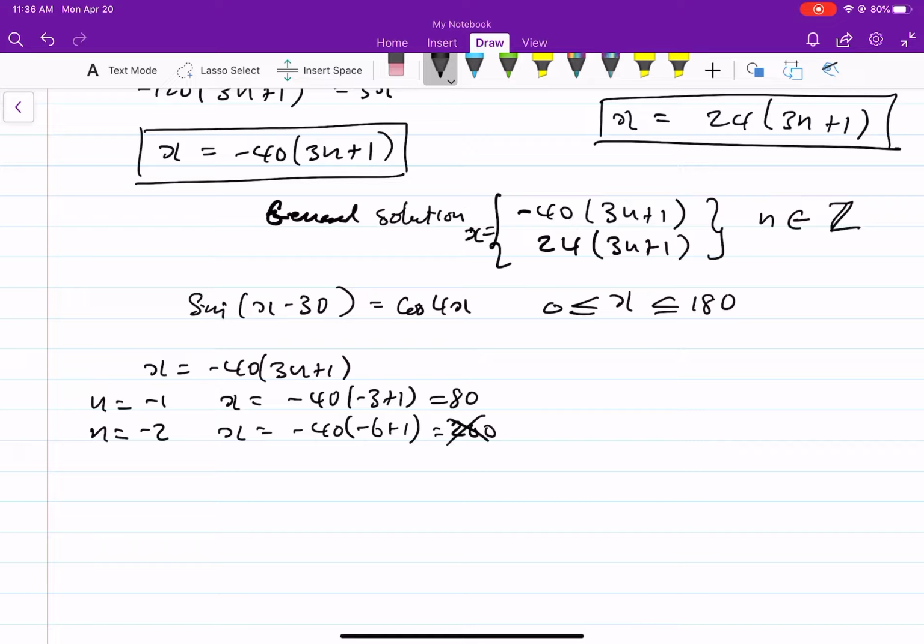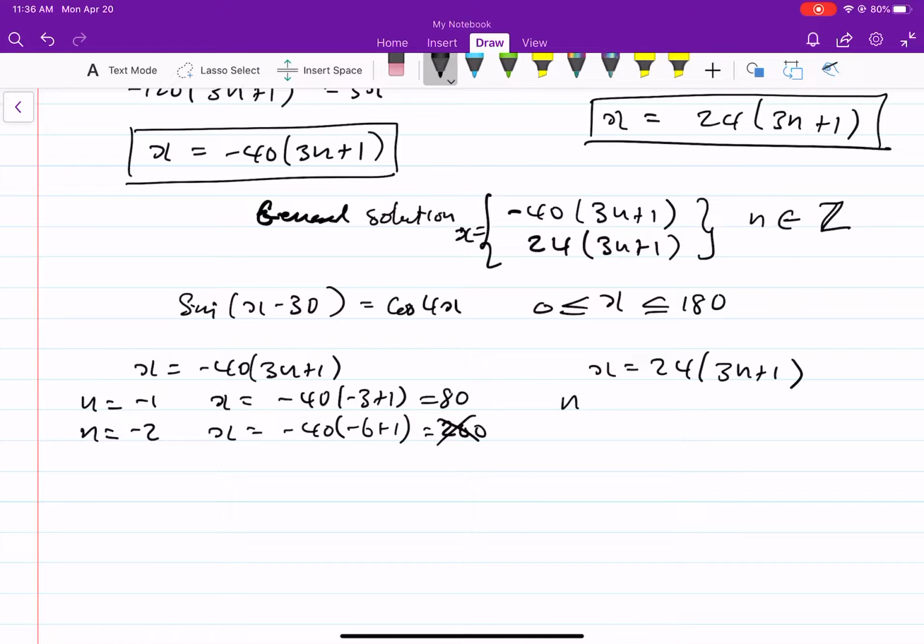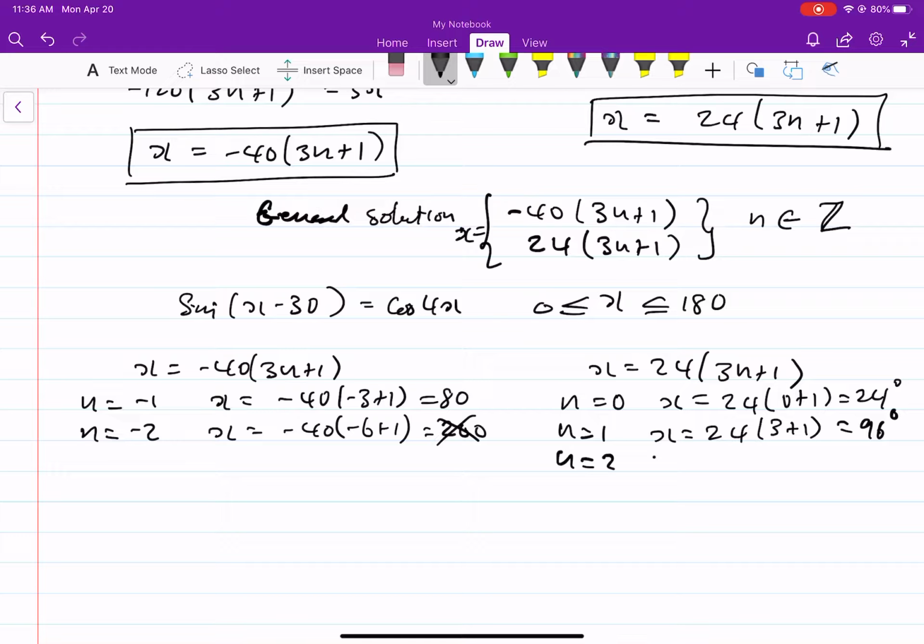And I'm going to take the other half, which is x is equal to 24 into 3n plus 1. I can start at 0. When n is 0, x would be 24 times 0 plus 1, which is 24 degrees. When n is 1, x would be 24 into 3 plus 1, 3 plus 1 is 4. 24 by 4, I think that's 96. When n is 2, x is equal to 24 into 6 plus 1, 7.